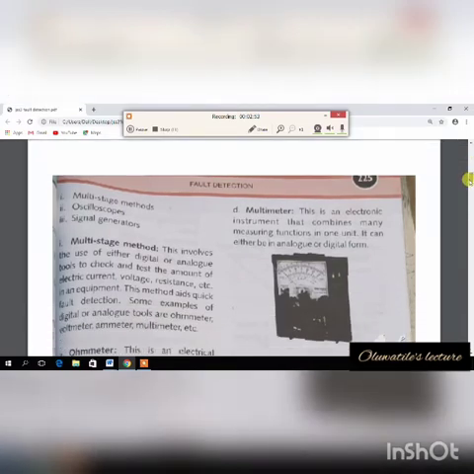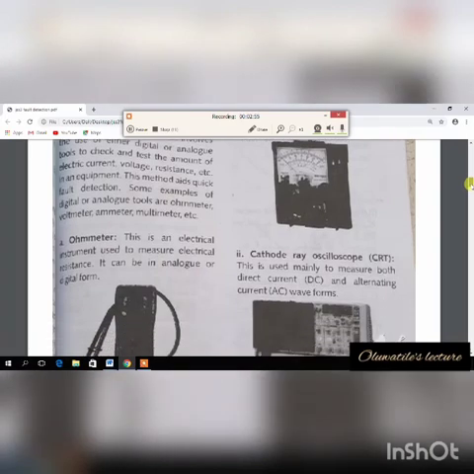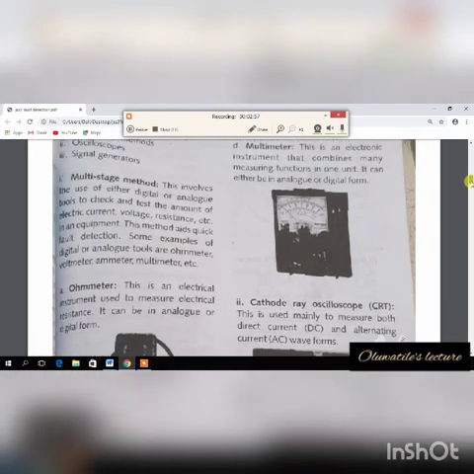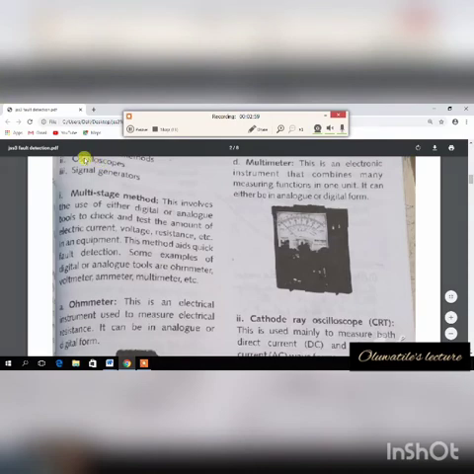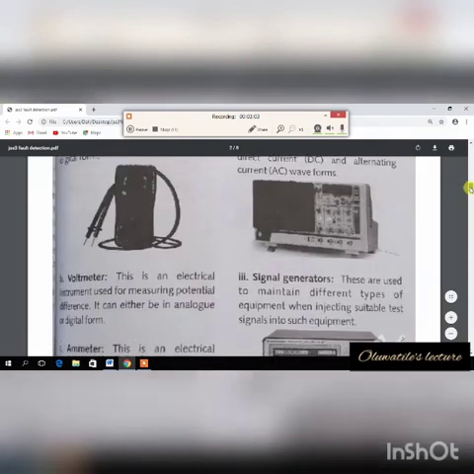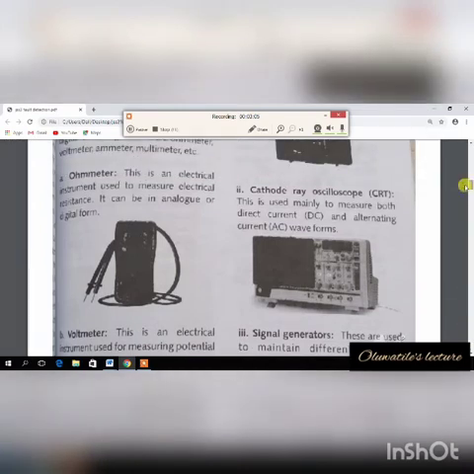So now the next one we are going to is called the oscilloscope. The oscilloscope is here. So we are coming to the oscilloscope now. And what is an oscilloscope? This is used mainly to measure both direct current and alternating current. It is used to measure both direct current and alternating current.